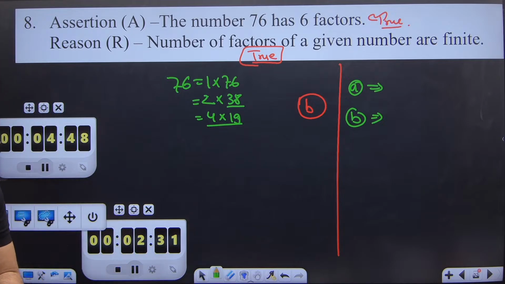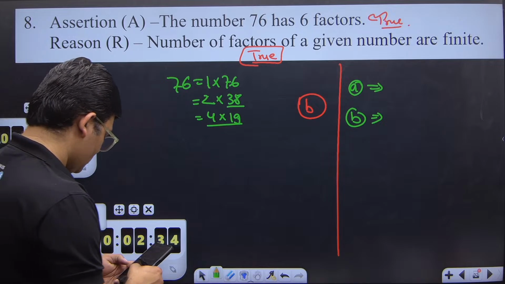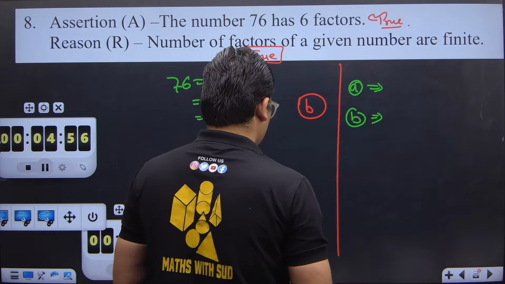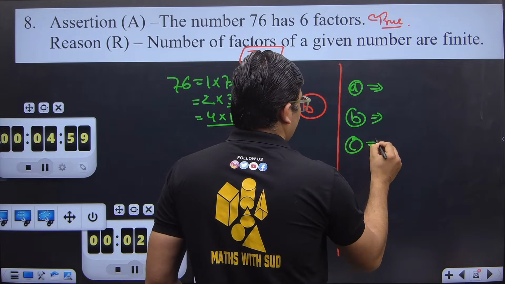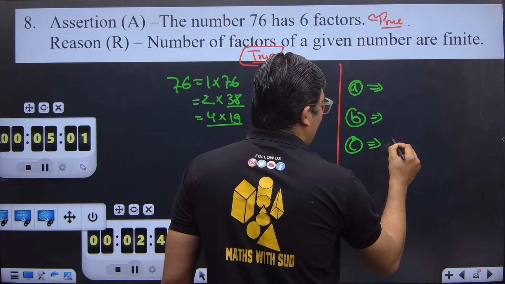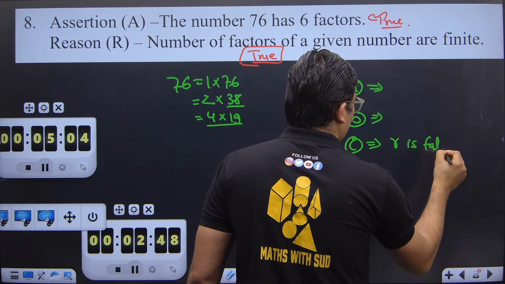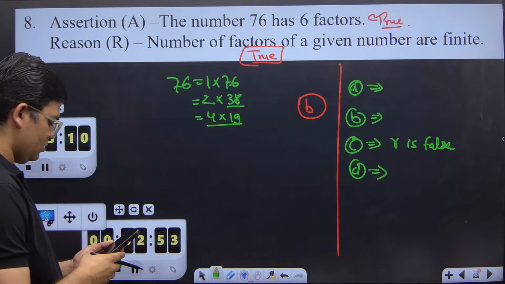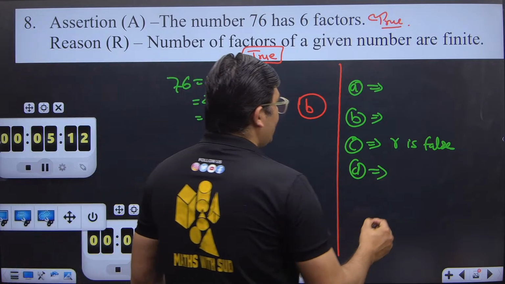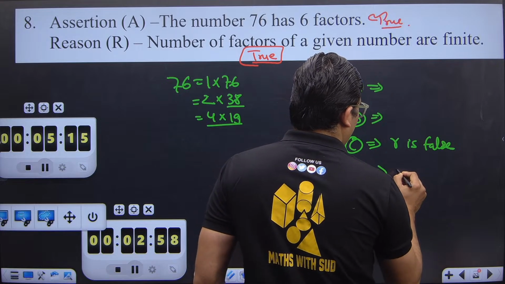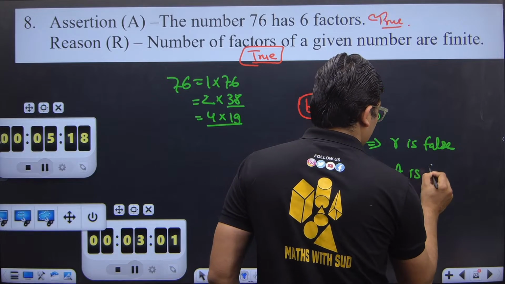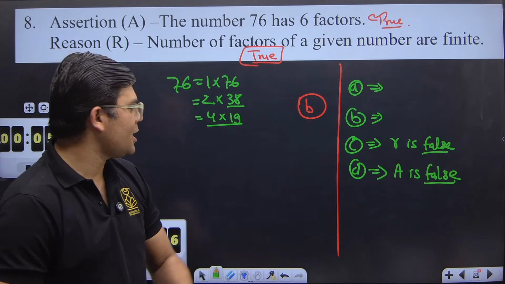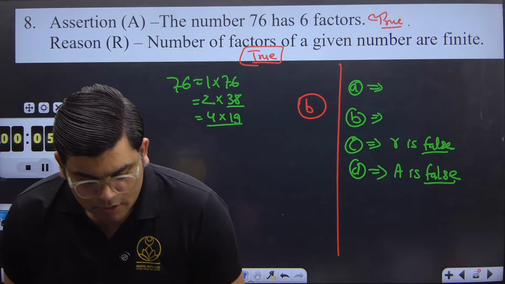And then C, which is A is true but R is false. Then D is A is false, R is true. In C we say R is false. What is D, beta? D is A is false but R is true. No, you don't need to check the second one. If one of them is false, either it will be C or D.